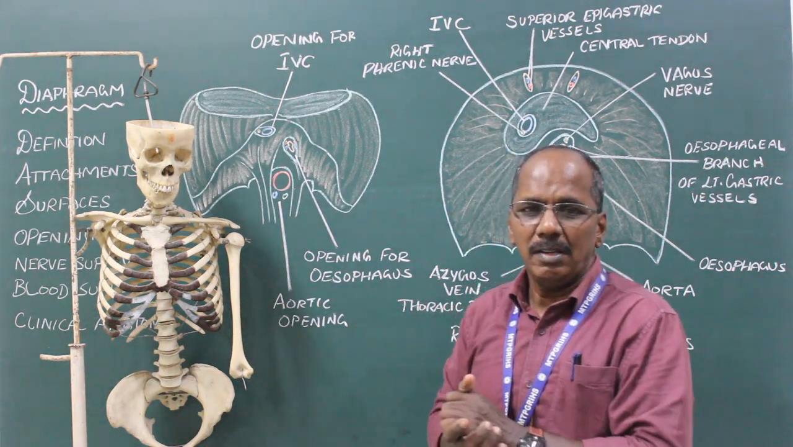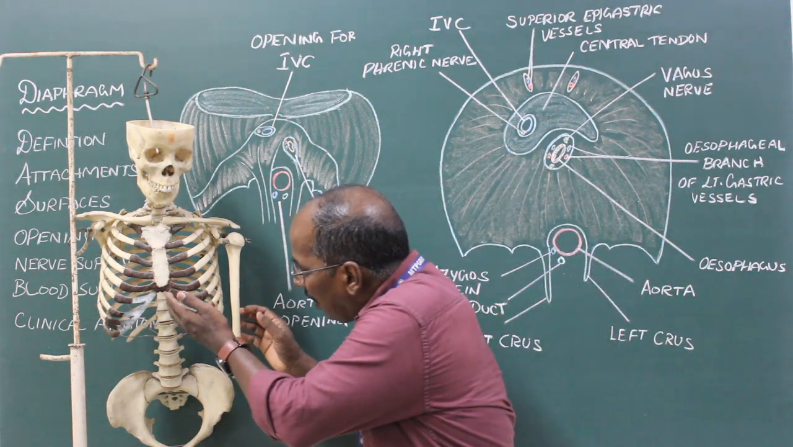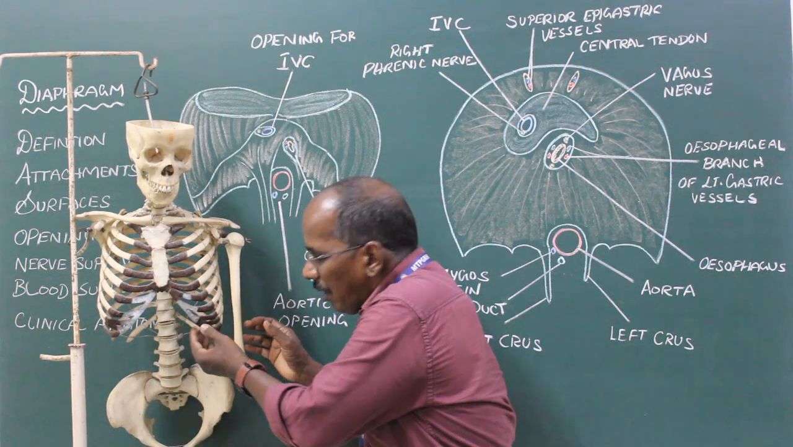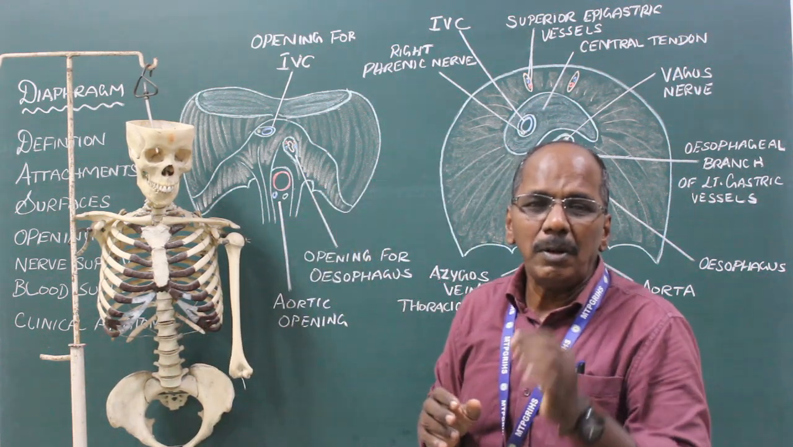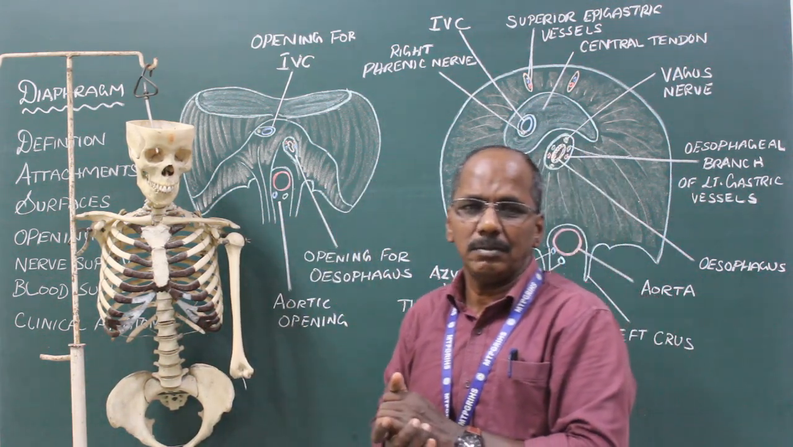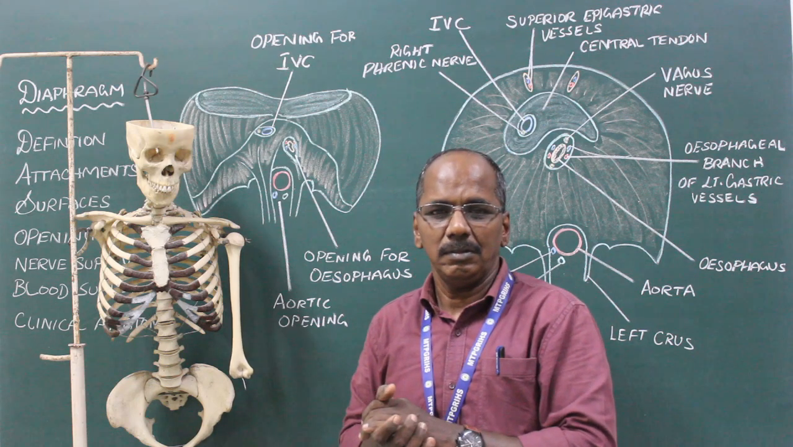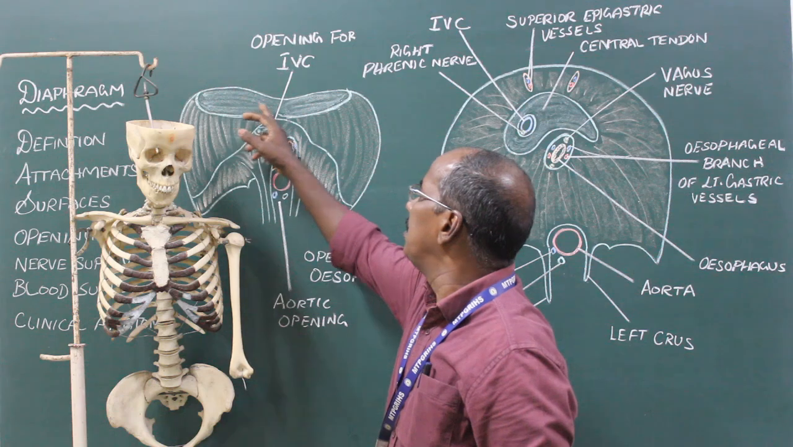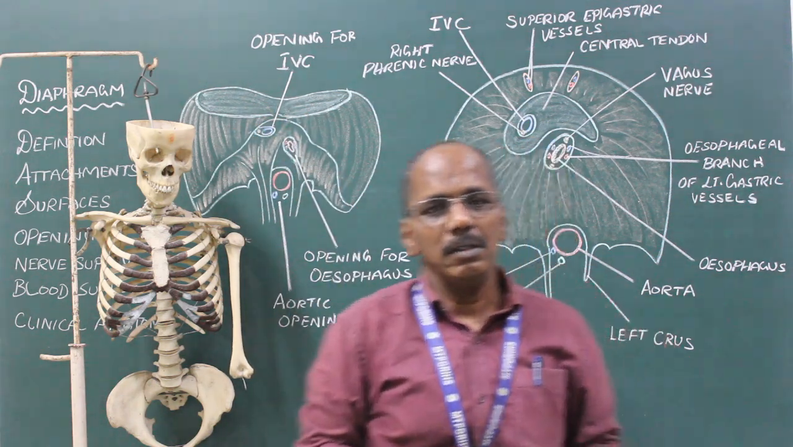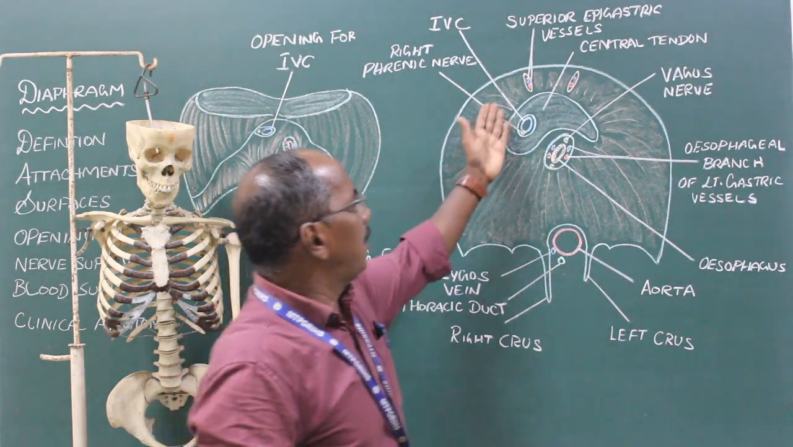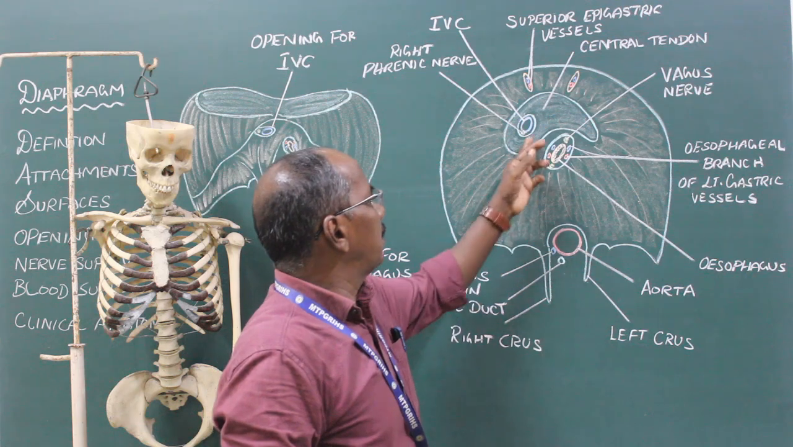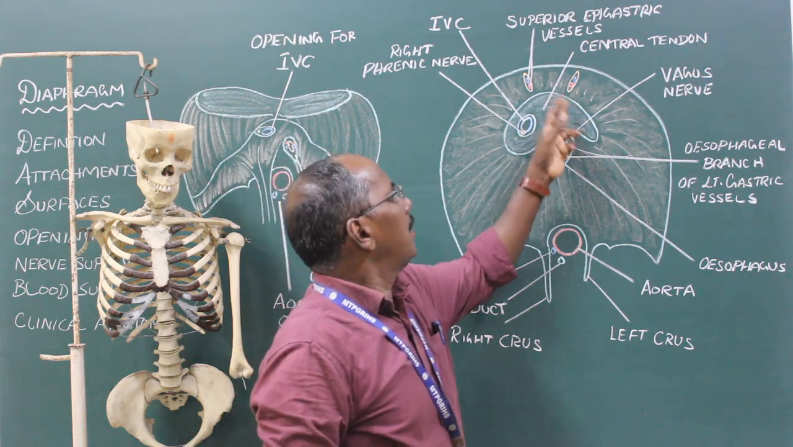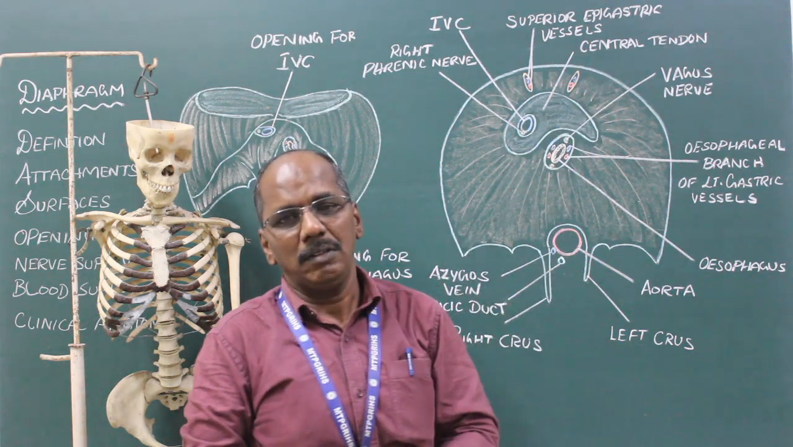Costal part. It arises from the costal cartilages of the lower six ribs. Insertion. It is inserted into the central tendon. See, the muscle fibers are inserted into the central tendon.